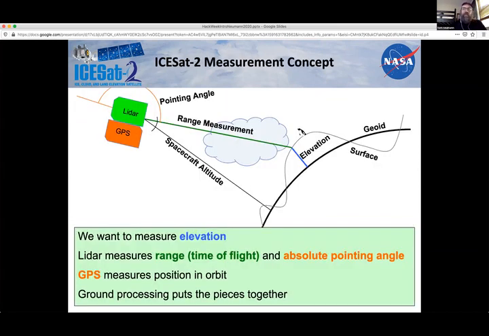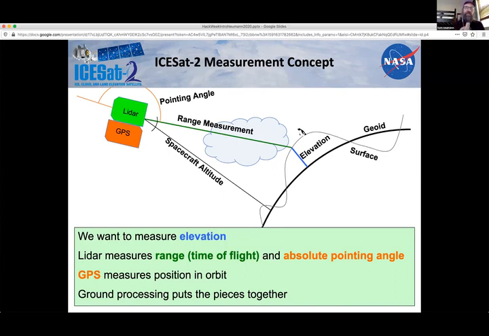So the basic measurement concept of ICESat-2 is shown in the figure here. As all of you I'm sure know, ICESat-2 carries a LiDAR. That LiDAR is called ATLAS. And what it does is that instrument makes a range measurement. It sends out a little pulse of laser light and times how long it takes that laser light to go from the spacecraft down to the Earth and back again. And that's the key thing that ATLAS does. It transmits laser light and times that round trip time of flight.